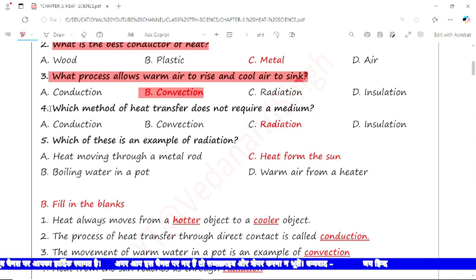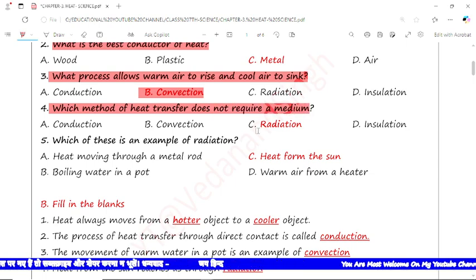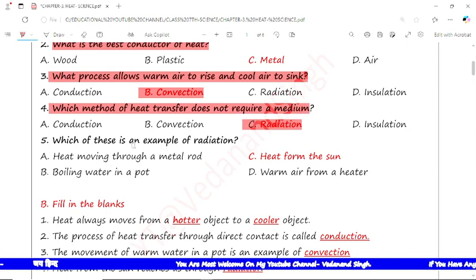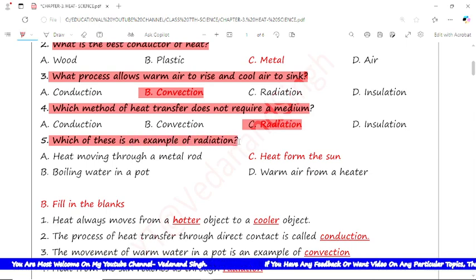Now the next is, which method of heat transfer does not require a medium? Radiation does not require any medium. So C is the correct option for the question. Now the next is, which of these is an example of radiation? Among these four options, the heat from the sun is radiation. Generally the sun produces radiation through which you get the sunlight.